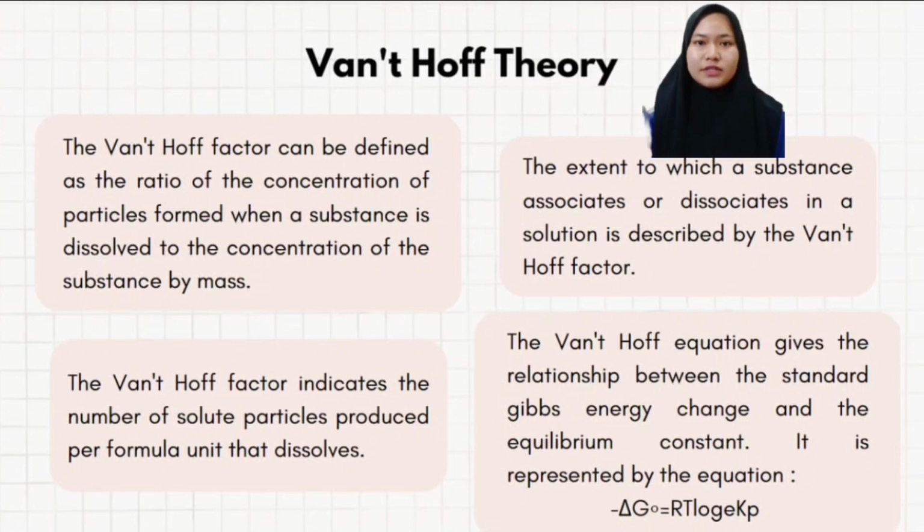The Van Hoff equation gives the relationship between the standard Gibbs energy change and the equilibrium constant. It is represented by the equation negative delta G naught equals RT ln Kp.